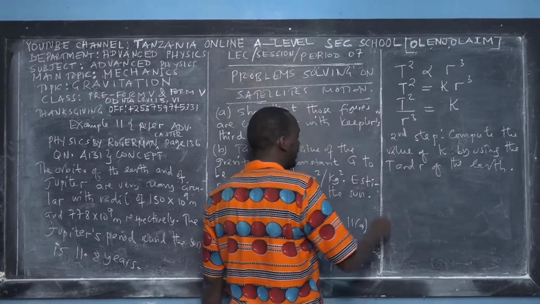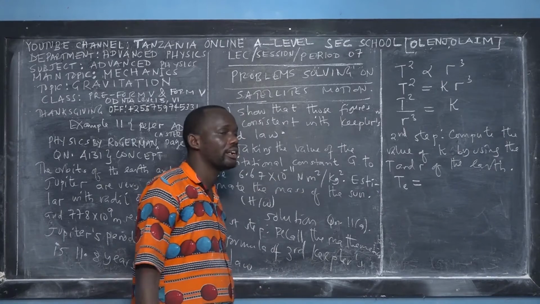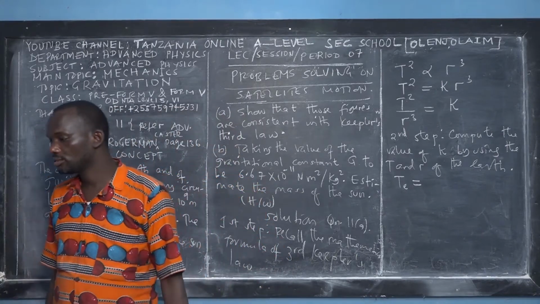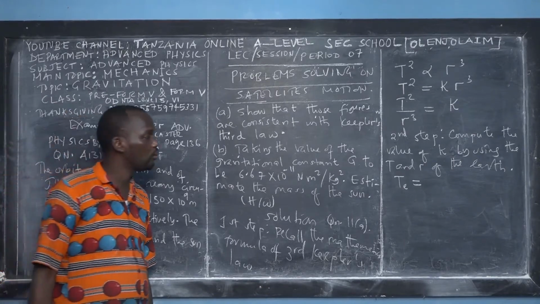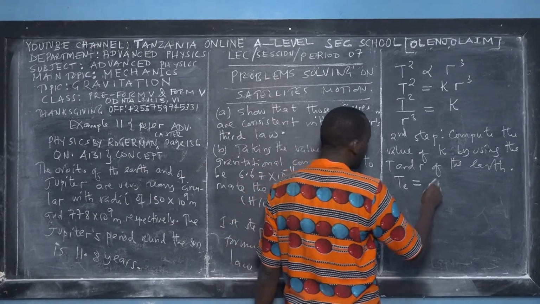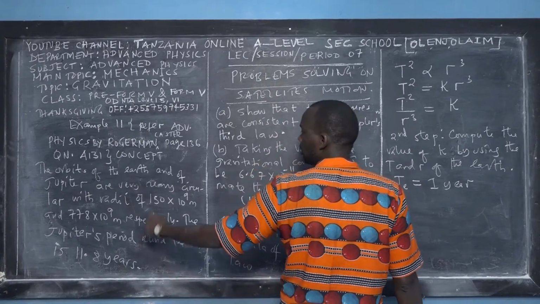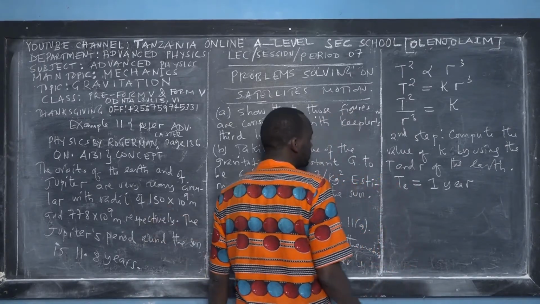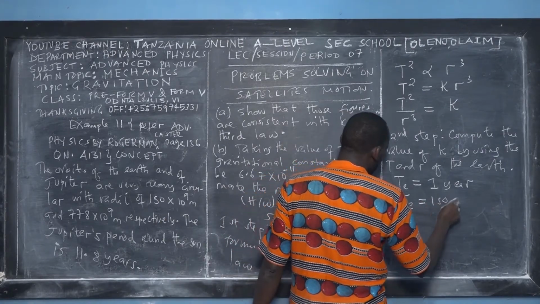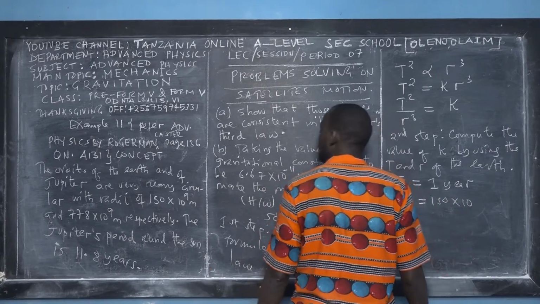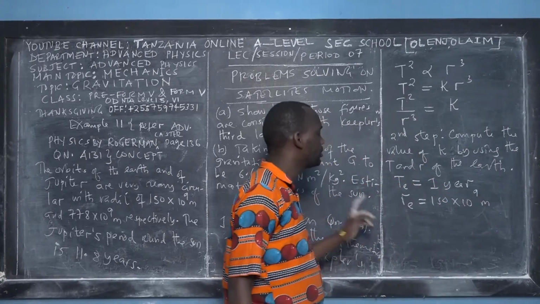The period of the Earth: how long does the Earth take to complete one revolution around the Sun? It takes 1 year. And then the mean distance, or the radius of the Earth's orbit, has been given as 150 × 10^9 meters. So this is the distance from the center of the Earth to the Sun.